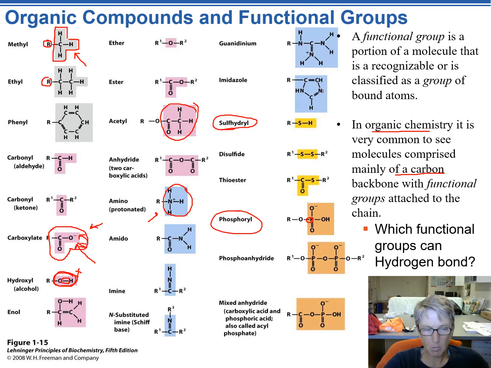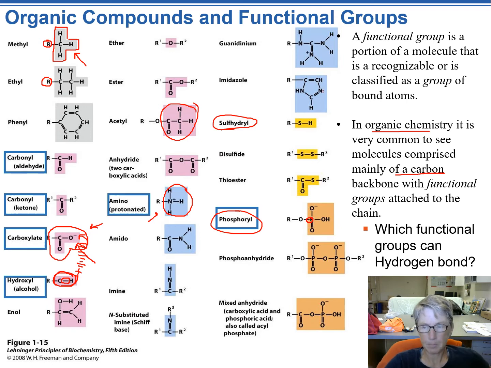And remember, the way they draw hydrogen bonds is they usually draw these little dashed lines to show that there's a hydrogen bond. And you can pick out the rest of the functional groups that you think could form hydrogen bonds. Okay, and then I put the blue boxes around the functional groups that are important for us.